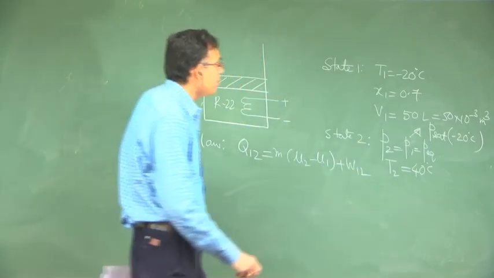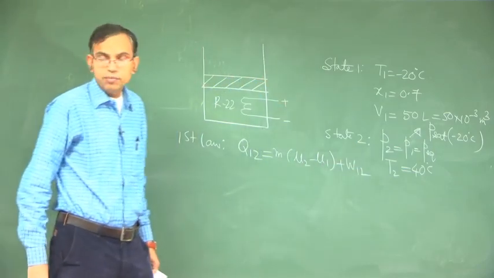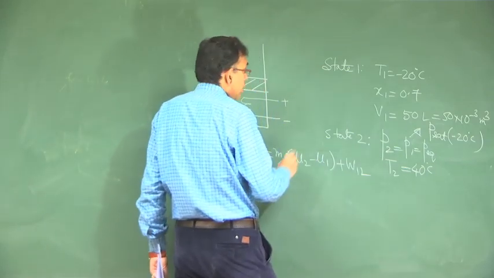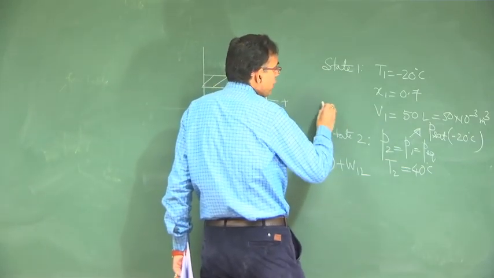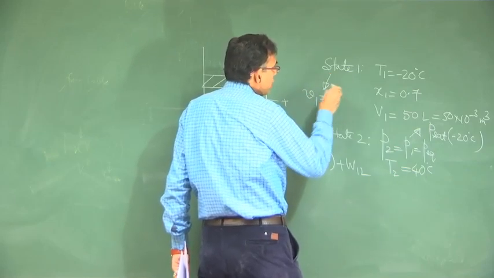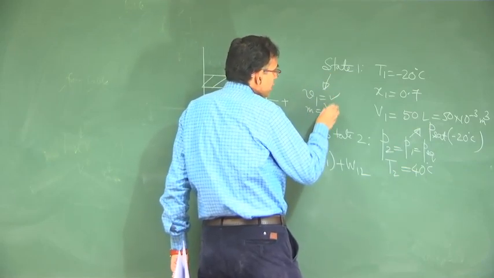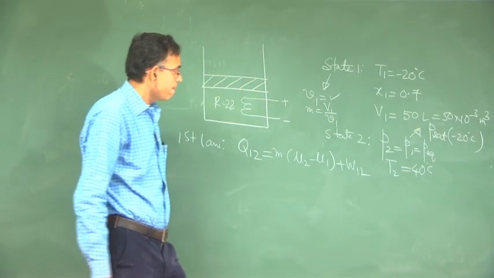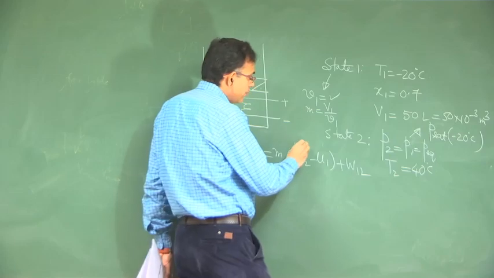How do you calculate the mass? You calculate the mass by noting that you have total volume V1. From state 1 property table you know what is specific volume. So, mass is this one, U2 and U1 also from table.